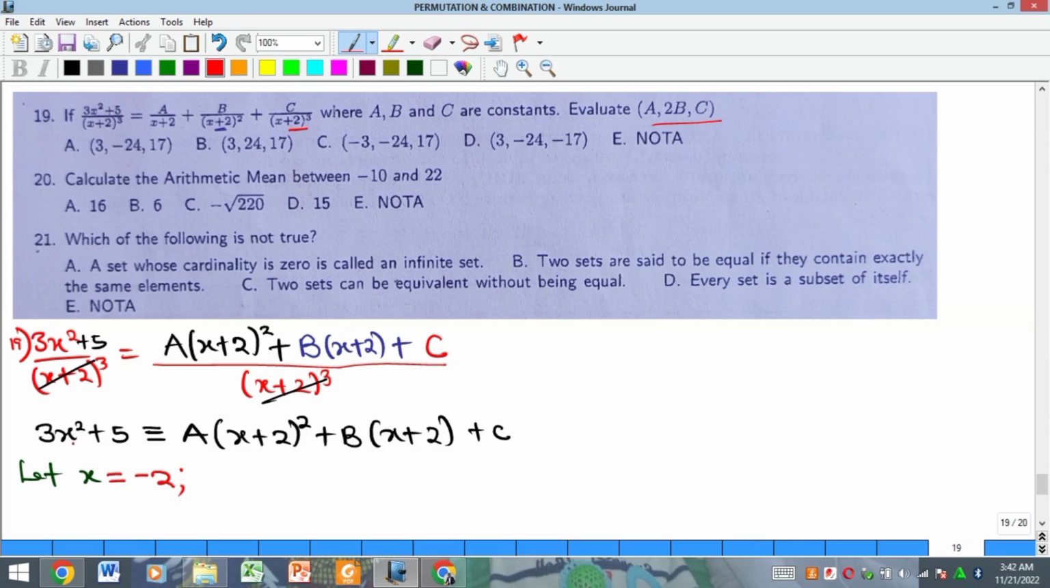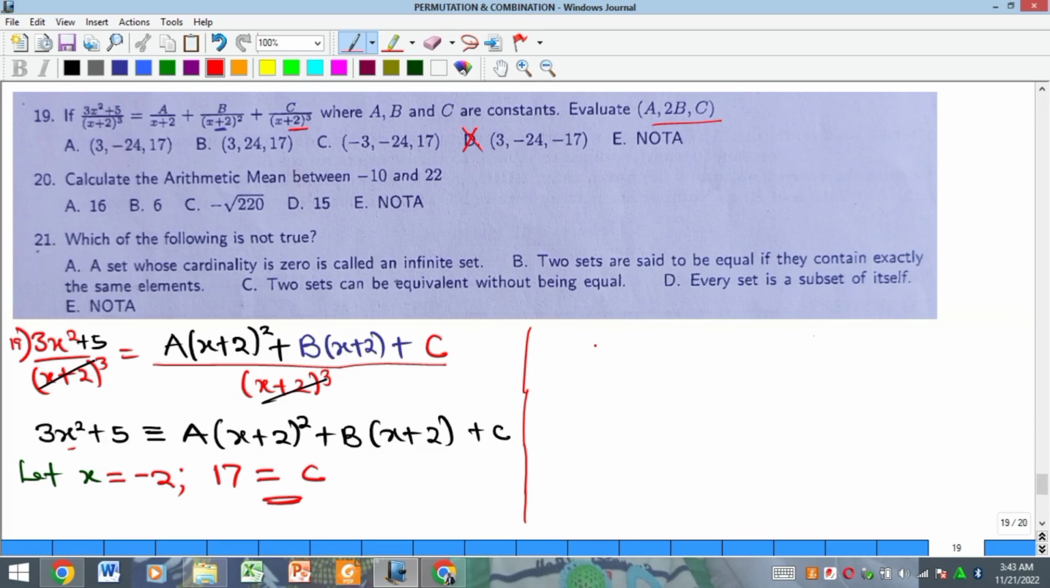x minus 2 squared will give us 4. 4 times 3 is 12. 12 plus 5 is 17. And that's equal to, now if I put x equal to negative 2 here, 0, 0, and then I just have that my c is 17. And so just a quick check, if you put 17 here, that means this guy is not going to be part of it. So I have 17, 17. So I would have to get from a, b, c. So let's go now. So at this point, there is nothing else we can substitute.